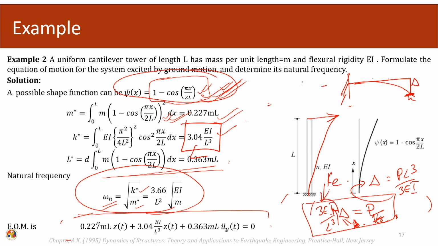So, this is 3 EI over L cube, and the earlier one is 3.04 EI over L cube. So, it depends upon the approximation of the shape functions. This way also I can calculate my stiffness.